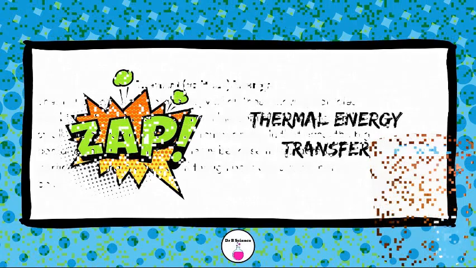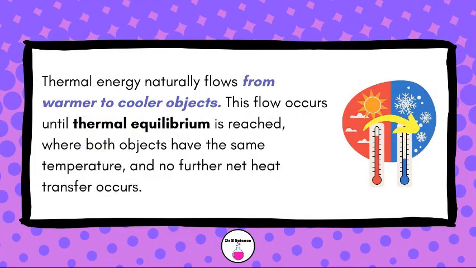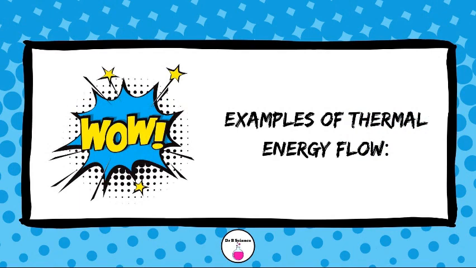Thermal energy transfer. Thermal energy naturally flows from warmer to cooler objects. This flow occurs until thermal equilibrium is reached, where both objects have the same temperature and no further net heat transfer occurs.